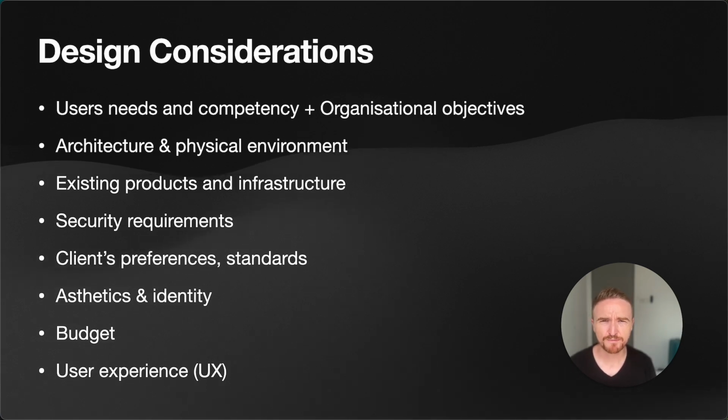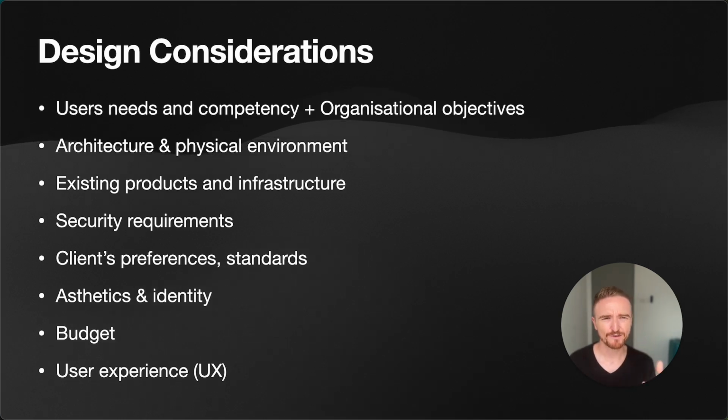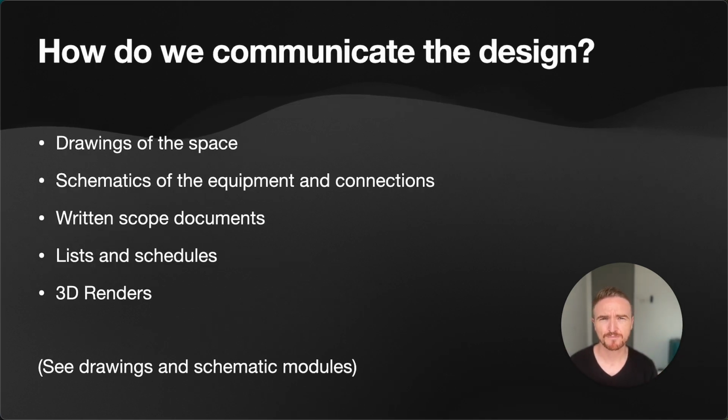And finally, user experience. All of the user needs and requirements and the organizational objectives, none of that actually touches on user experience. What is it like for the person using the system? And this often can be overlooked. It's a very easy thing to overlook, but it really needs to be at the center of our thought process when we're designing. So how do we communicate the design?